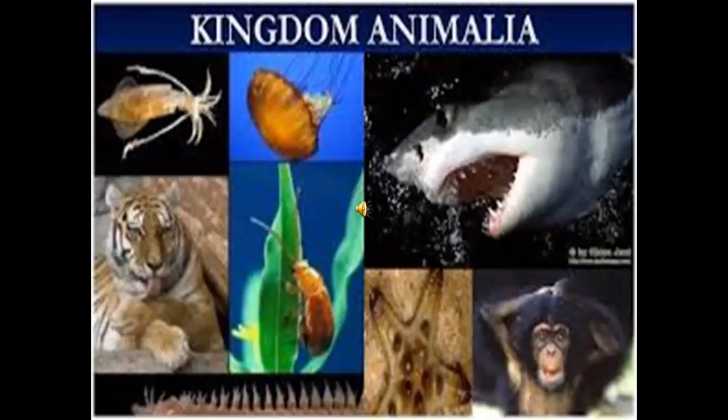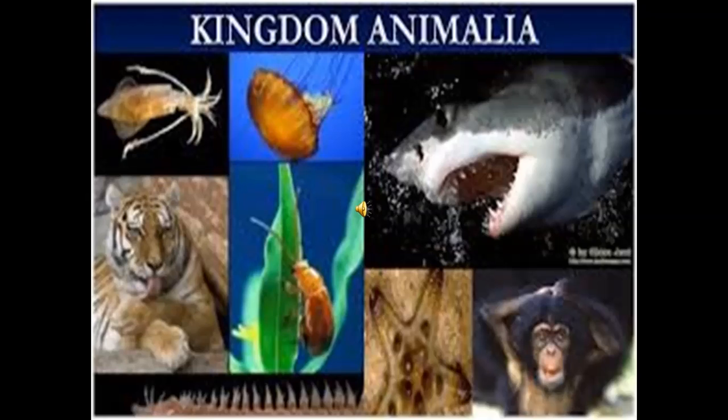Kingdom Animalia. Animalia are animals. Animals are multicellular, eukaryotic and heterotrophic. Cells have no cell wall. Most members of the animal kingdom can move from place to place. For example, invertebrates like sponges, hydra, flatworms, roundworms, insects, snails, starfishes. These are examples of kingdom Animalia.